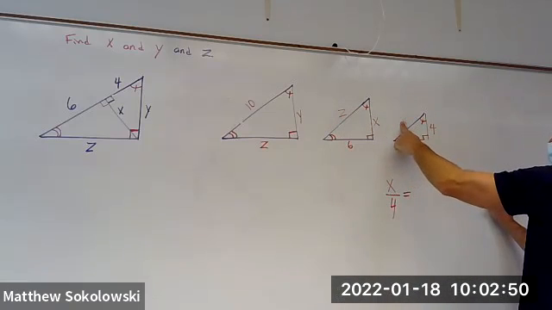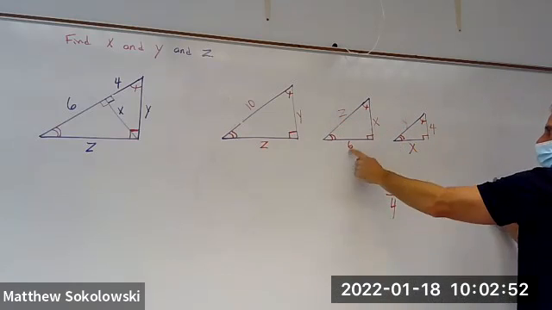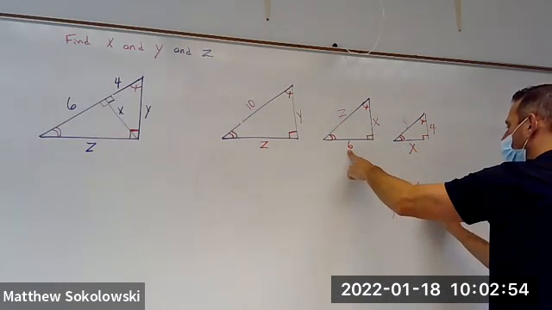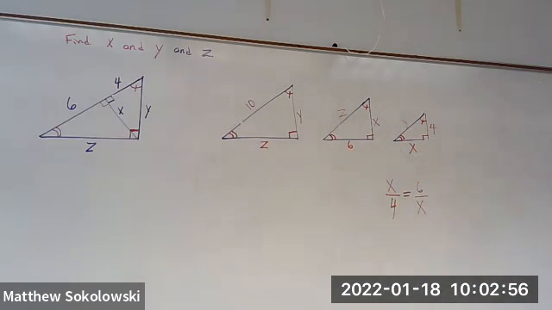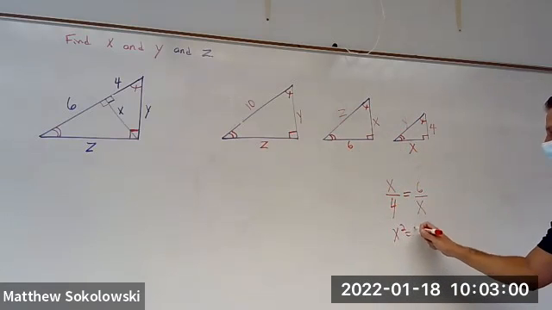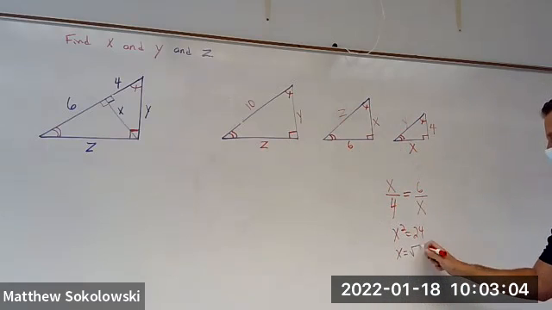Is that going to help me solve for anything? So let's do 6 over x. We can cross multiply and solve for x. x squared equals 24. x equals the square root of 24, which is some ugly decimal. All right.